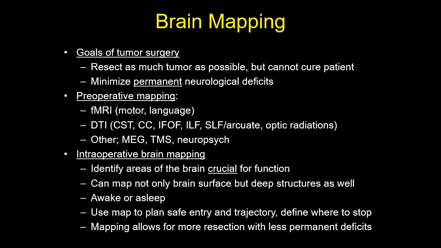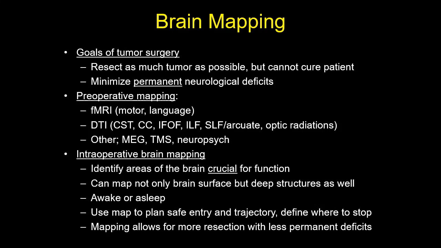Given these data showing improved outcomes with aggressive cytoreductive surgery in low and high-grade gliomas, the goals of modern tumor surgery are to resect as much tumor as possible, but on the other hand, given that we cannot cure the patient, to minimize permanent neurologic deficits, and it is here that brain mapping is key. Brain mapping consists of preoperative and intraoperative mapping techniques. On the preoperative side, we utilize functional MRI, diffusion tensor imaging, and other modalities.